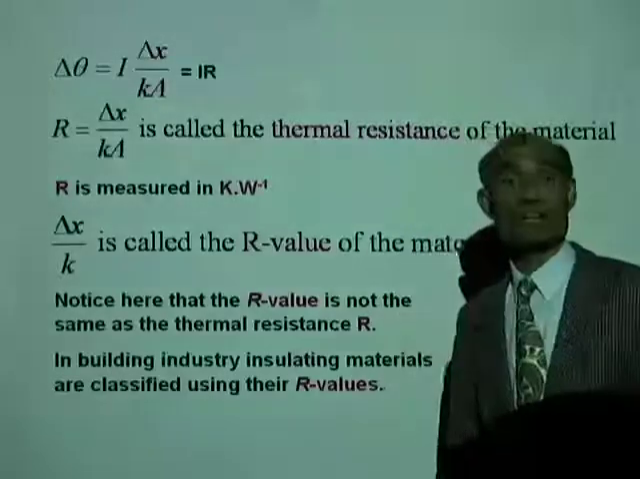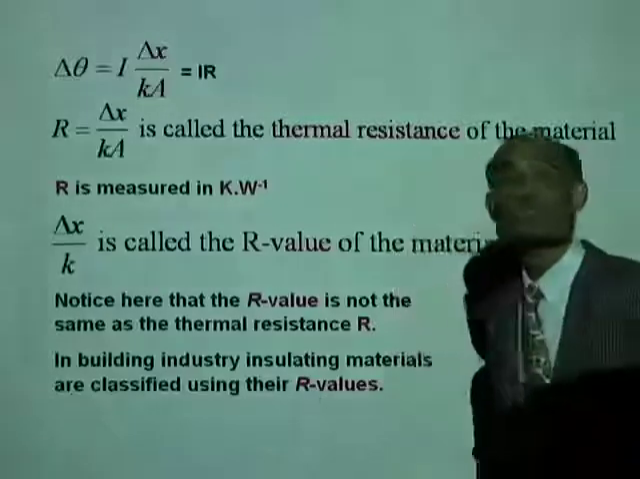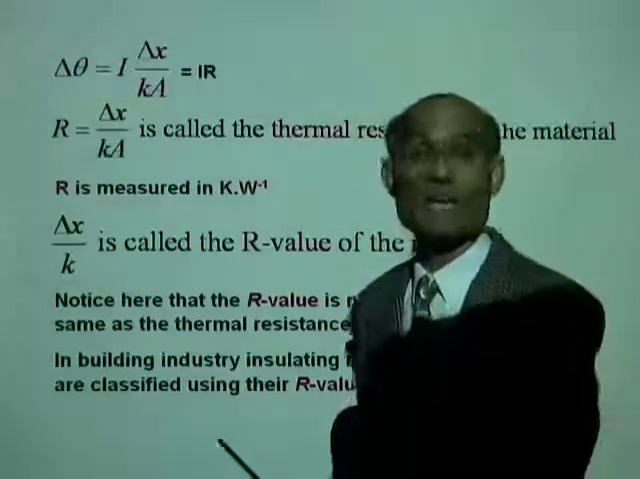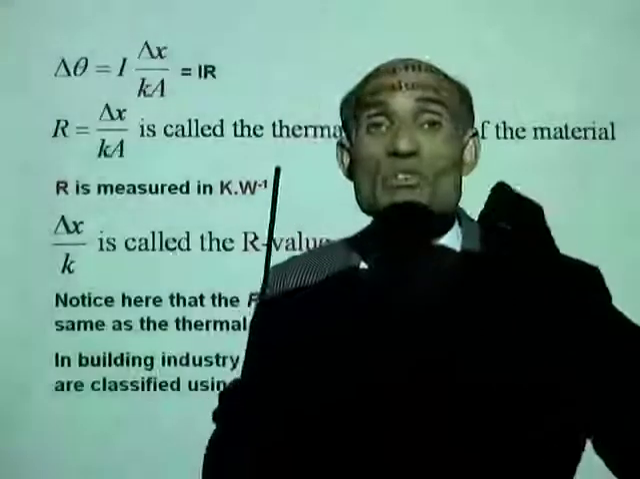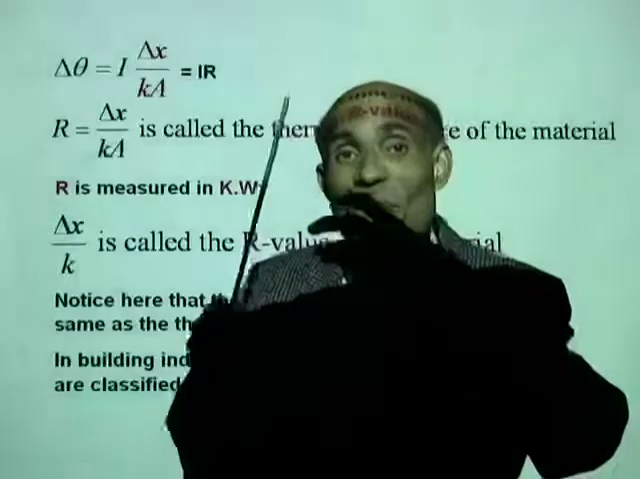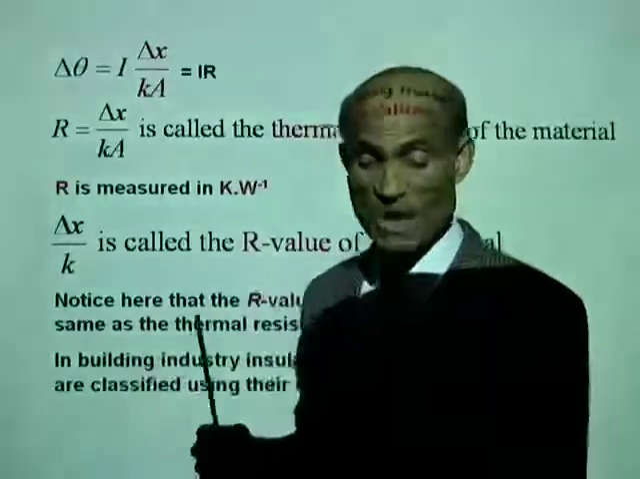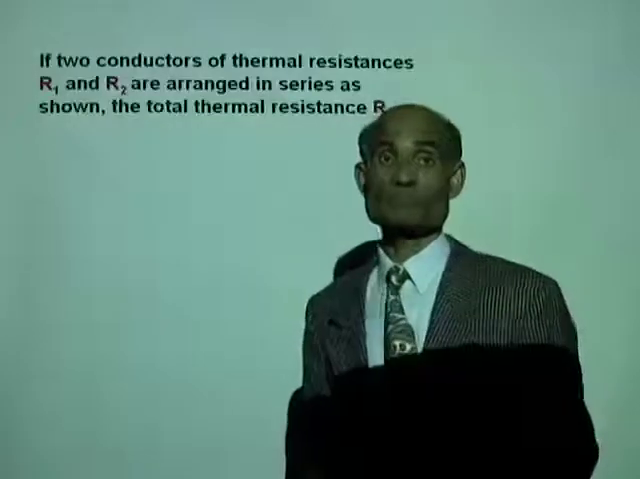In the building industry, the insulating materials are classified using their R values, in their ability to be a good insulator, in their ability to allow heat to pass through. That is the R value.